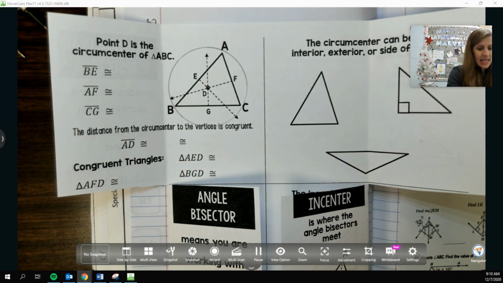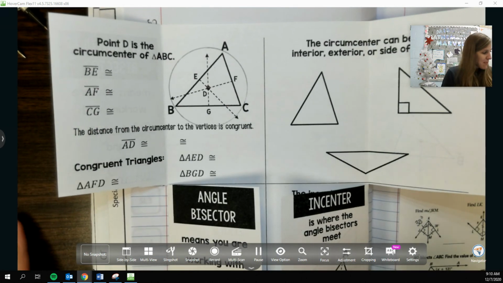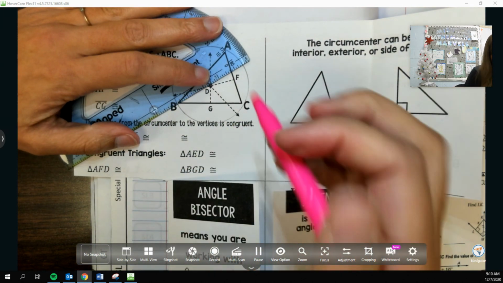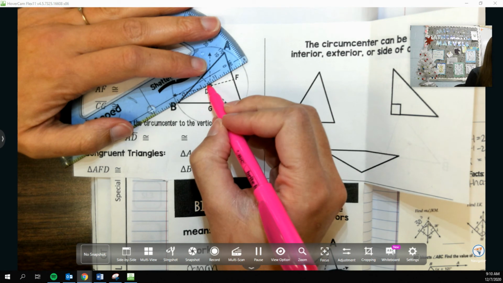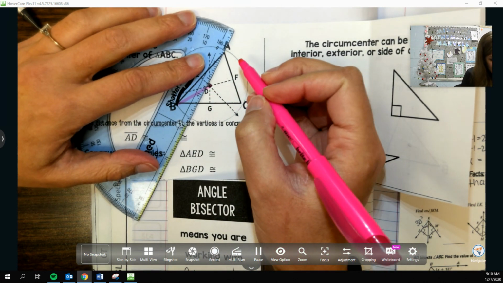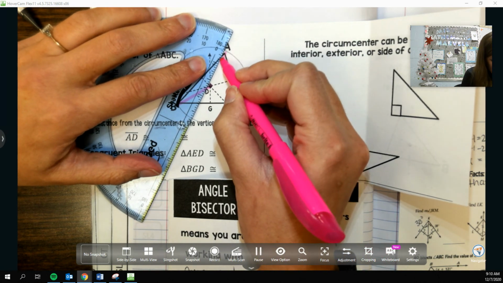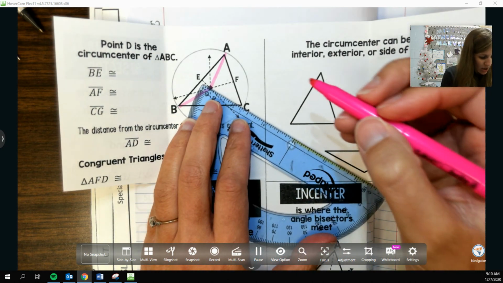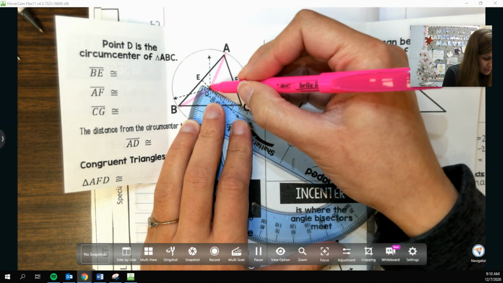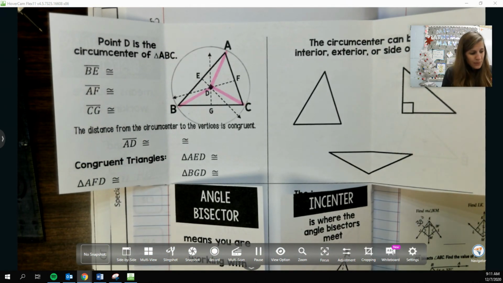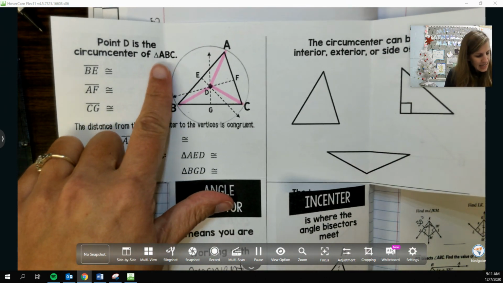But what that means is because a circle can go through all the angles of the triangle like this, I can draw a radius from the circle center to the angle of the triangle, and all radii are congruent. And so that means if I were to walk from the circumcenter of a triangle to the angles of a triangle, then I would always walk an equal distance. So point D is the circumcenter of ABC.